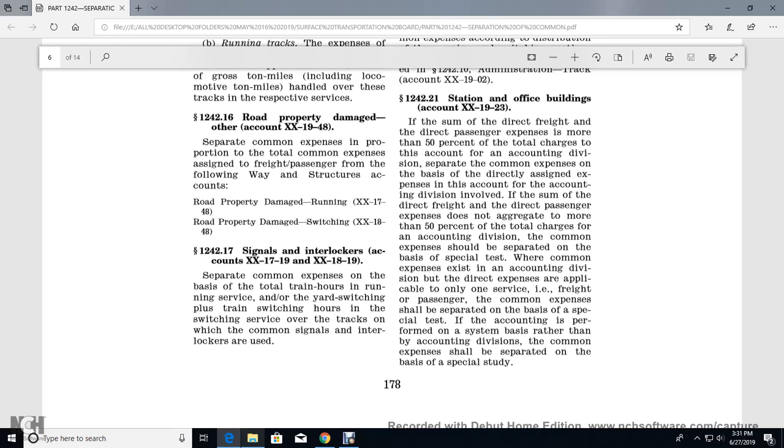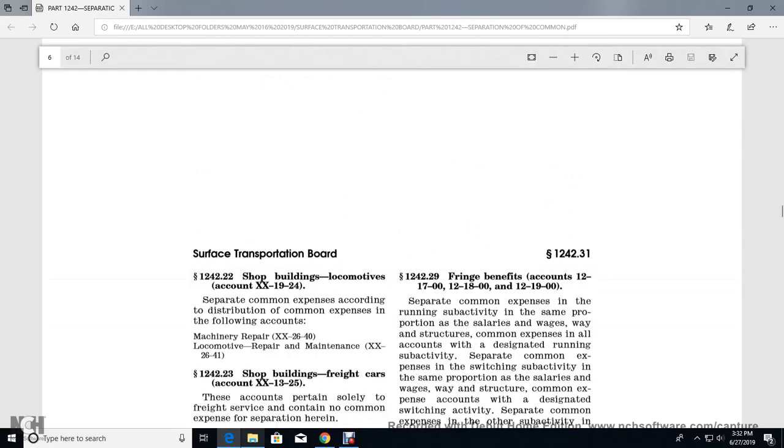The common expense should be separated with on base for the special test for the common with the expense for the exists for the accounting division, but a direct expense for the applicable to one surface of the freight and the passenger for the common expense that shall be separated with the basis special test for the accounting and then perform in the system basis rather than accounting division and the common expense shall be separated with the base of the special study.